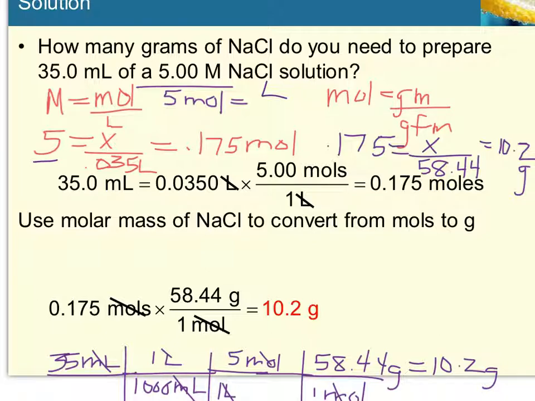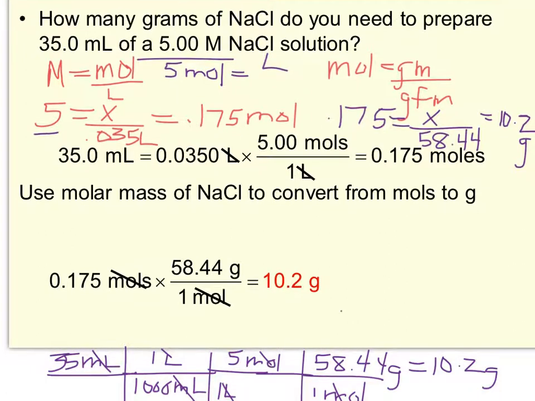I prefer to do it all in one shot, which is what you see here at the bottom. You have 35 mils that you started with. I changed that to liters. I then used my conversion factor. 1 liter is 5 moles. Then I used my conversion factor. 1 mole equals the gram formula mass. My units canceled. I multiplied everything on top, 35 times 5 times 58.4, and I divided by 1,000. So, very similar, but slightly different. 3 different ways to get the same answer. One way should resonate with you.